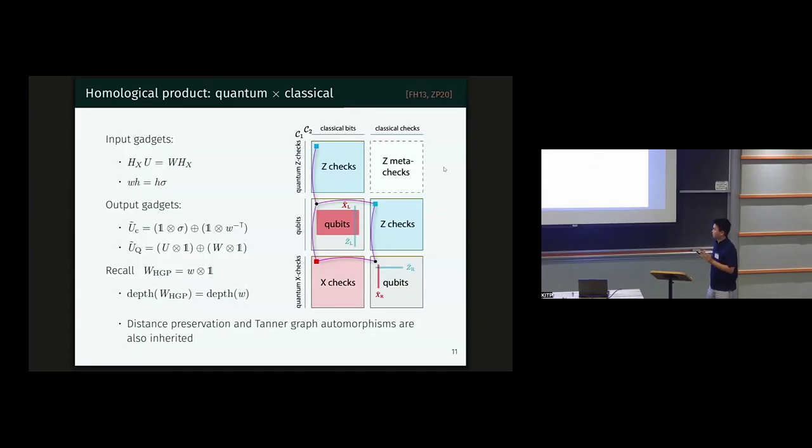And then also the Tanner graph automorphisms are inherited. So what's nice is because your Tanner graph automorphisms become the Tanner graph automorphisms of the quantum code, you can recursively build bigger and bigger products of these codes with bigger and bigger symmetry groups. Hopefully I didn't lose the audience.